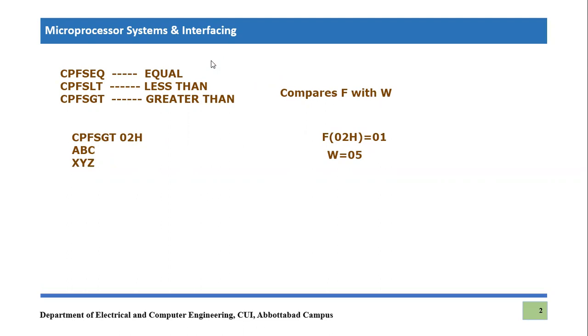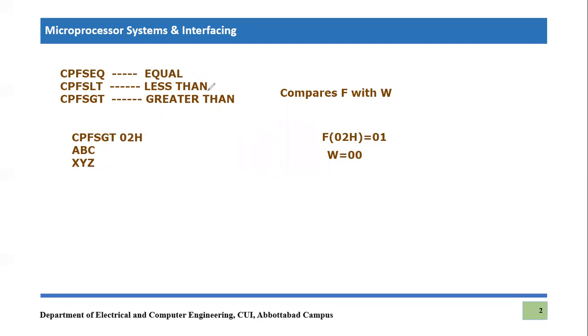For the sake of example, we can change the content. Let's say W is equal to 00, right? So what is going to happen? Is this instruction going to be true or false? It is going to be true, because it will be comparing the file register 02 hex with the working register. The file register 02 hex value is 01, which is greater than the working register value, which is 00. So in this case, this condition would be true.